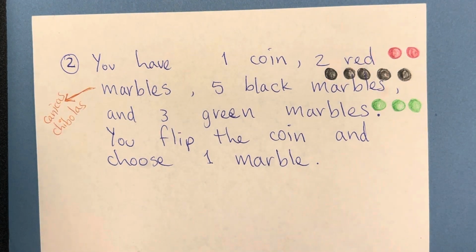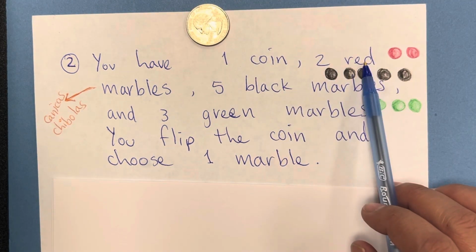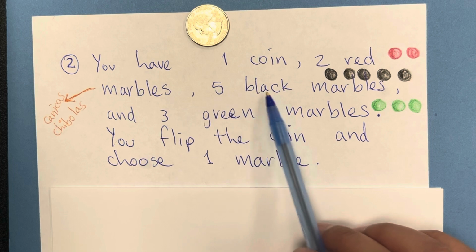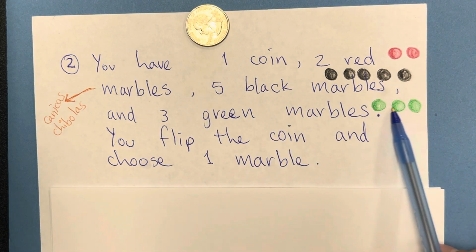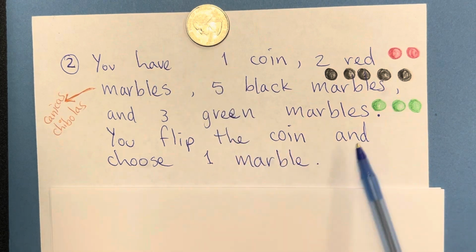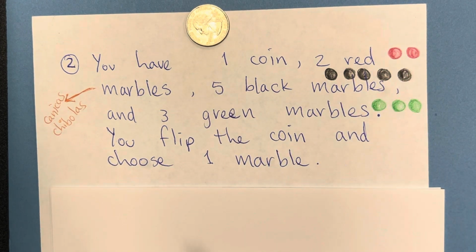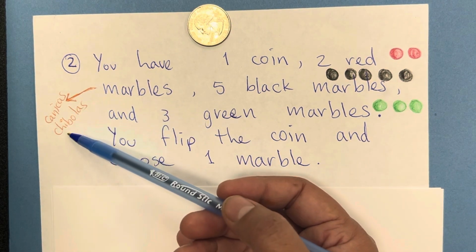So the second exercise says you have one coin, two red marbles. Since I don't have them, I drew them here. 5 black marbles and 3 green marbles. You flip the coin and choose one marble at random, okay? So what are marbles? Marbles are also called canicas or chibolas.